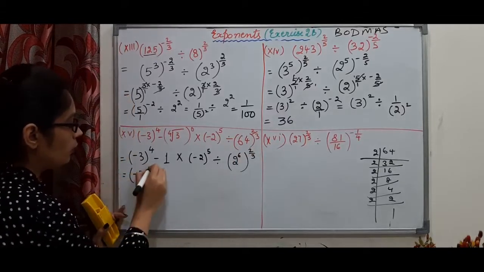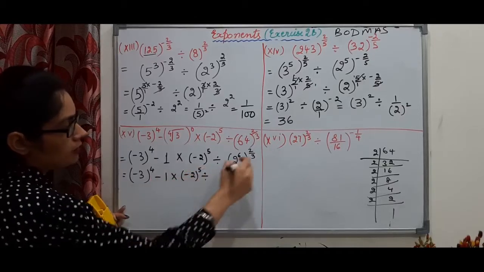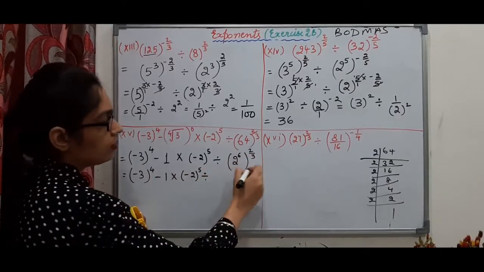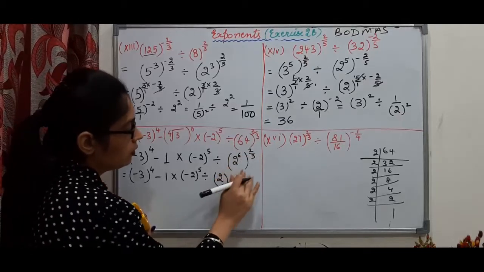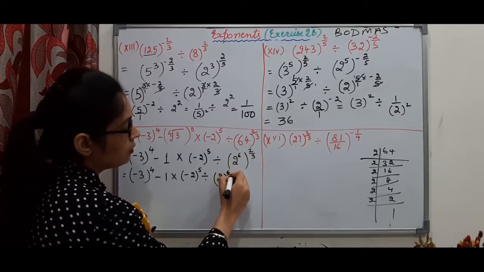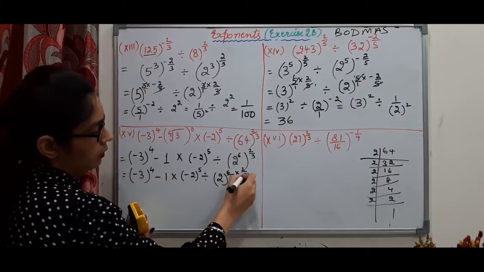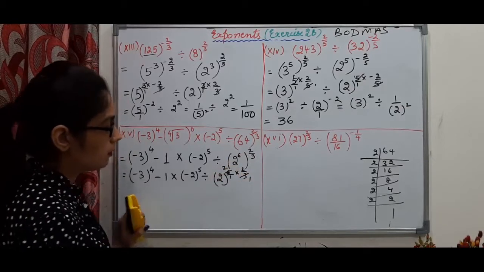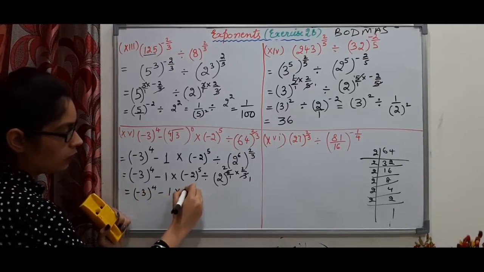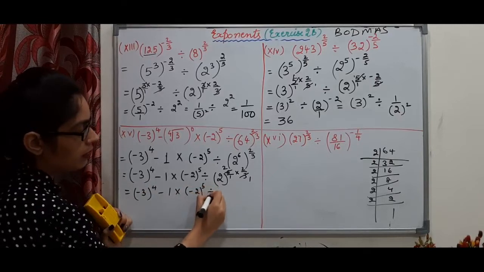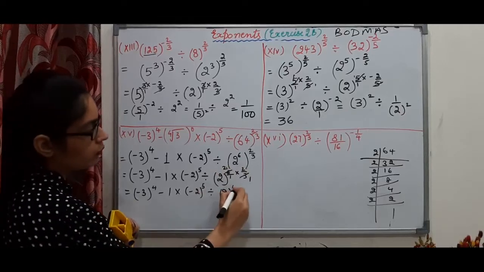Minus 3 to the power 4 minus 1 into minus 2 to the power 5. First we will solve this. On a single term two powers are there, so we will apply the power rule and solve it. So 2 to the power 6 by 1 into 2 by 3: 3 into 1 is 3, 3 into 2 is 6. So 2 to the power, 2 into 2 is 4, 1 into 1 is 1.